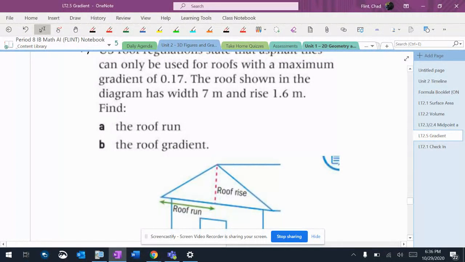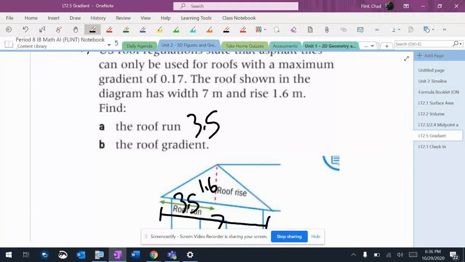So first of all, it says the roof has a width of 7. I guess the confusing part to this one is that 7 goes all the way across there like that. And then the height, the rise, is 1.6. So the run is 7 over 2, which is 3.5. All right, so the roof run is 3.5 right there.